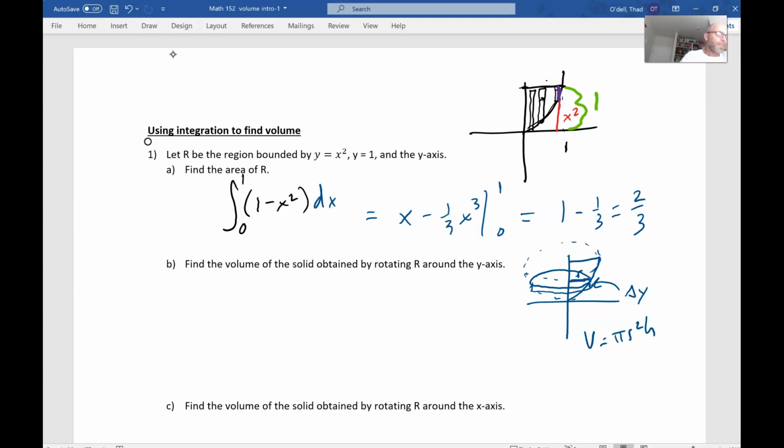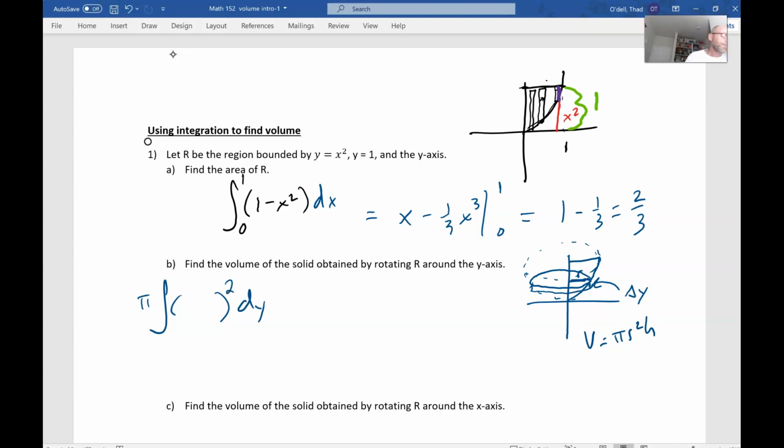If I want to find the volume of this thing, I'm just adding up a bunch of those little discs. So I'm going to integrate. I'm going to have a pi out here, I'm going to have my radius squared, and then I'm going to have my height. And notice that the height is just a little change in y, so that gives me a dy.